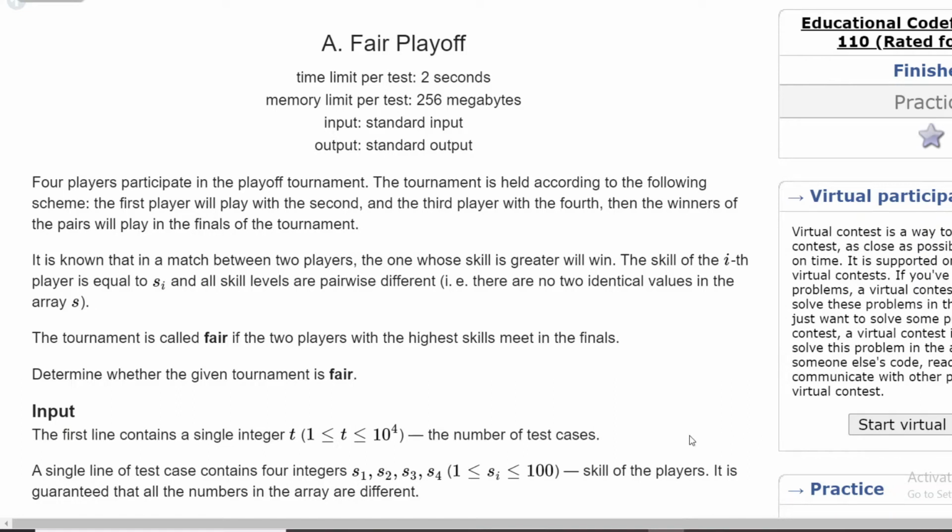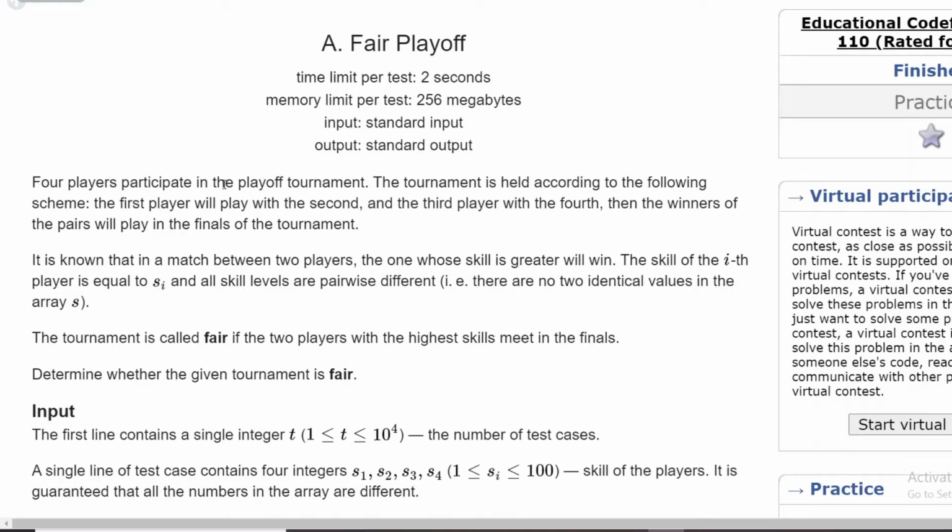Hi guys. So yesterday I was able to solve problem number A of Educational Codeforces Round 110. I got the solution of problem number B, but then I was skeptical about its time complexity, so I did not attempt it. But for now, let's discuss problem number A.